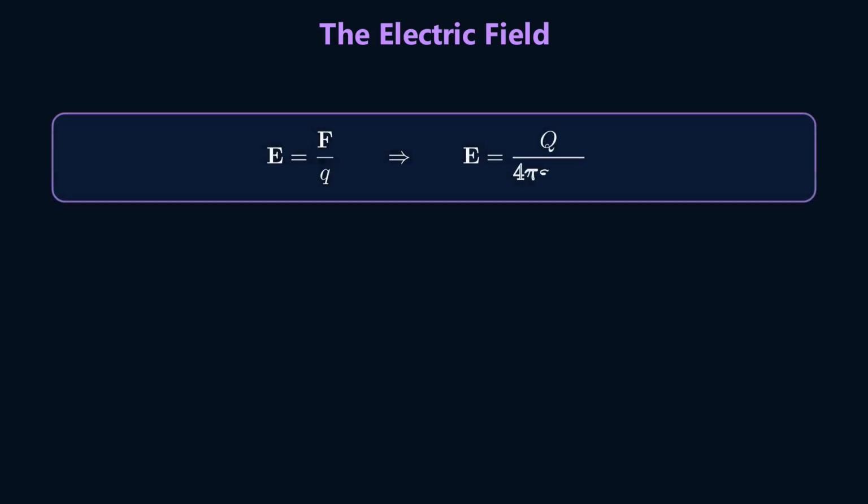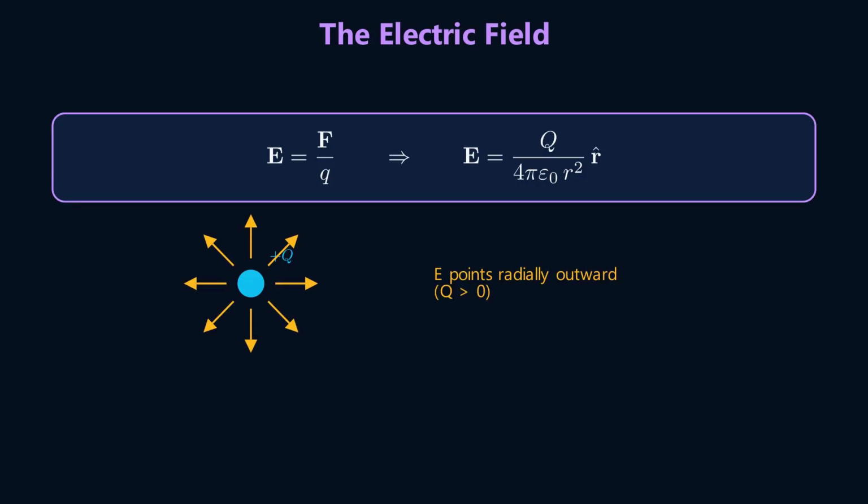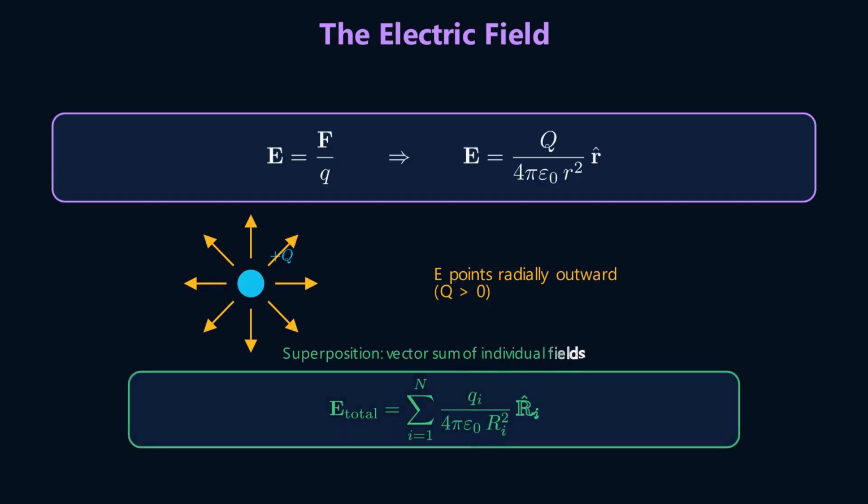Now we define the electric field. Place a tiny positive test charge q at some point in space. It feels a force F from all the source charges. The electric field at that point is E equals F divided by q. The electric field tells us the force per unit charge. It exists everywhere in space, whether or not we place a test charge there.